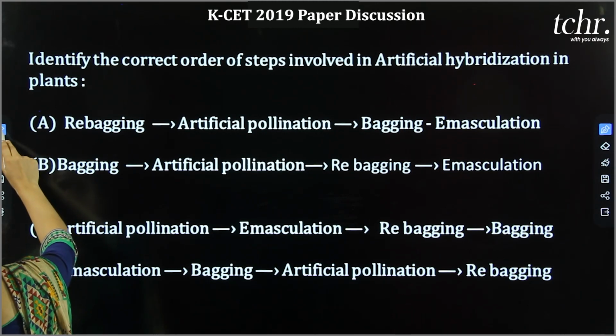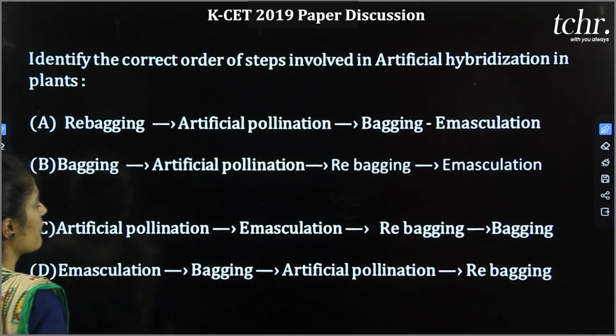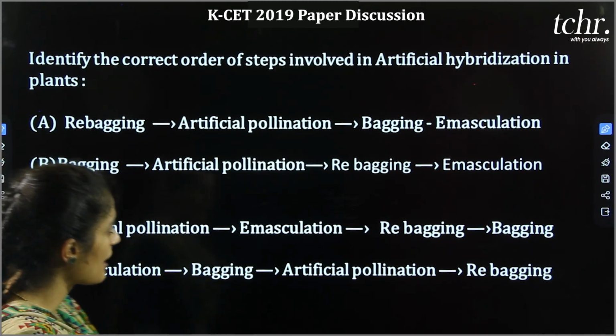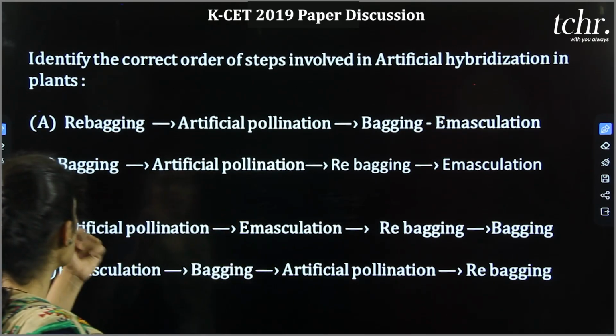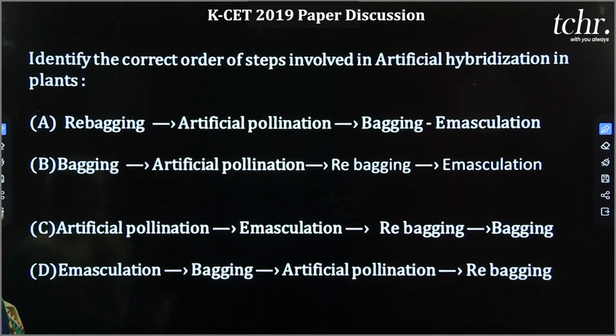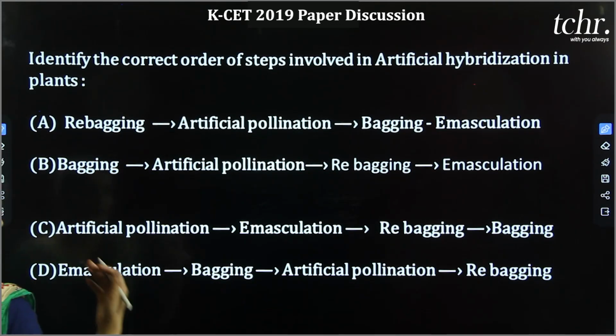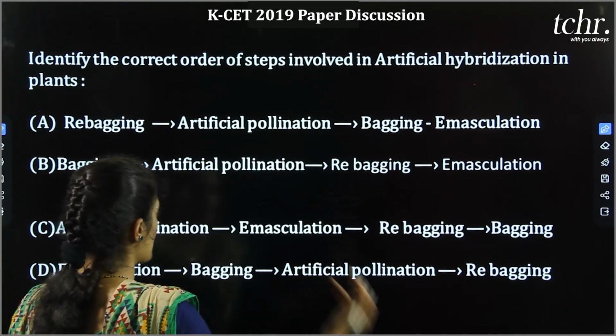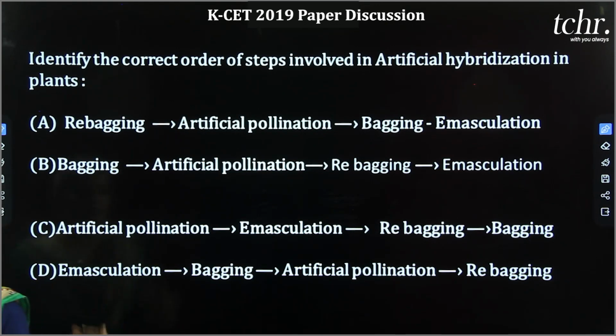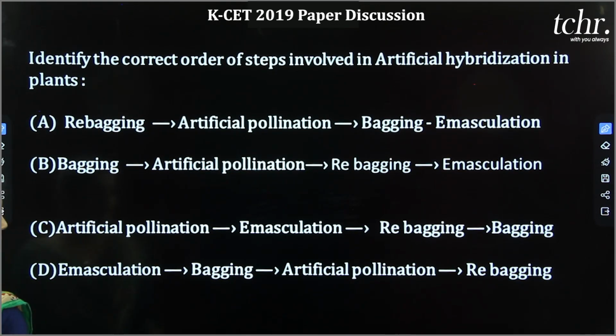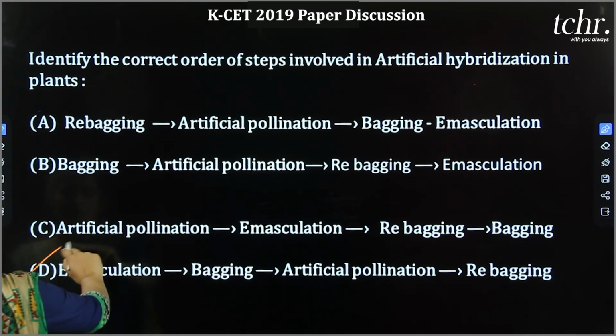Question, see, identify the correct order of steps involved in the artificial hybridization in plants. A, rebagging, artificial pollination, bagging and emasculation. B. Bagging, artificial pollination, rebagging and emasculation. C. Artificial pollination, emasculation, rebagging and bagging. D. Emasculation, bagging, artificial pollination and rebagging. D is the correct one.